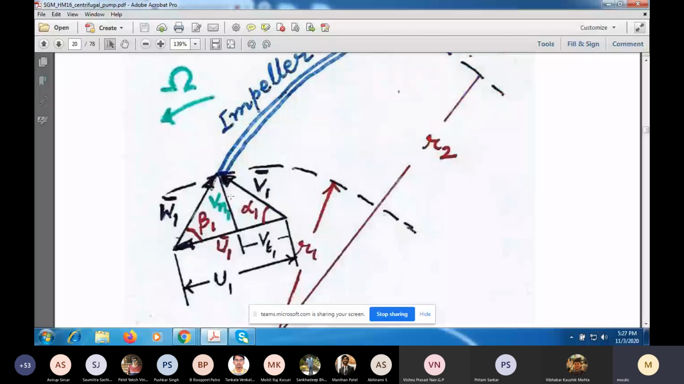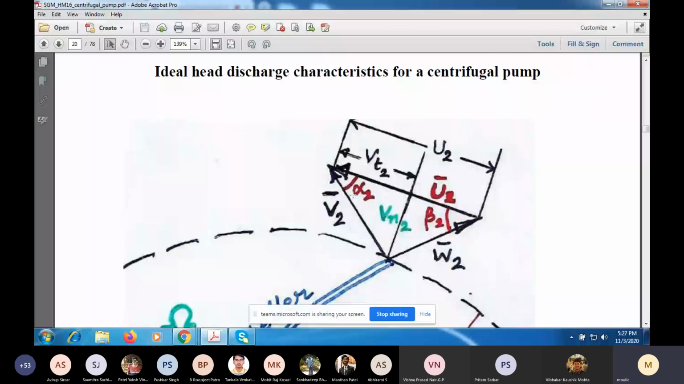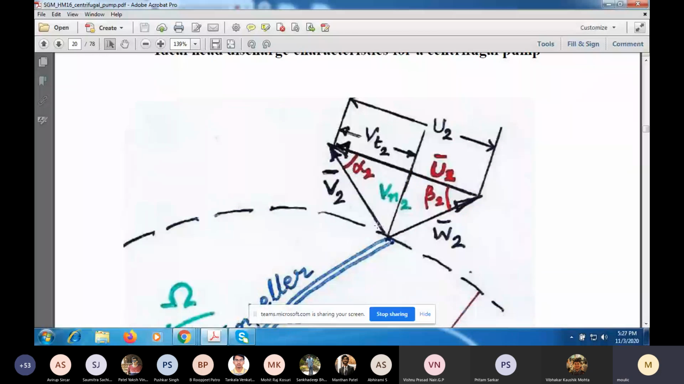And the normal component of velocity: if I look at this vector here, its tangential component is this small one, Vt1, and Vn1 is this perpendicular distance from this point to the base of the triangle. Similarly, if this is a vector V2, I can resolve it into a normal component which I am calling Vn2, the same as Vr2, and a tangential component which is Vt2.